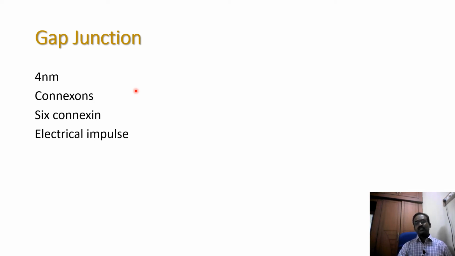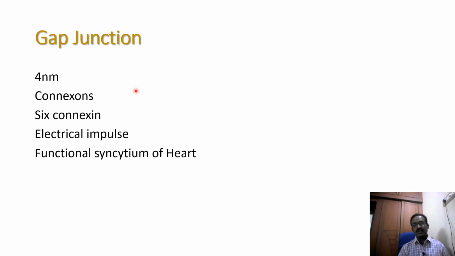The heart contains numerous gap junctions. So it conducts the impulse from the SA node to all the parts of the heart. So it produces a contraction of the ventricle. So functionally the heart acts as one unit. So it is called the functional syncytium of the heart. That is mainly due to the gap junction. Each connexin is encoded by different genes. So mutation of the genes produces different diseases in human beings.